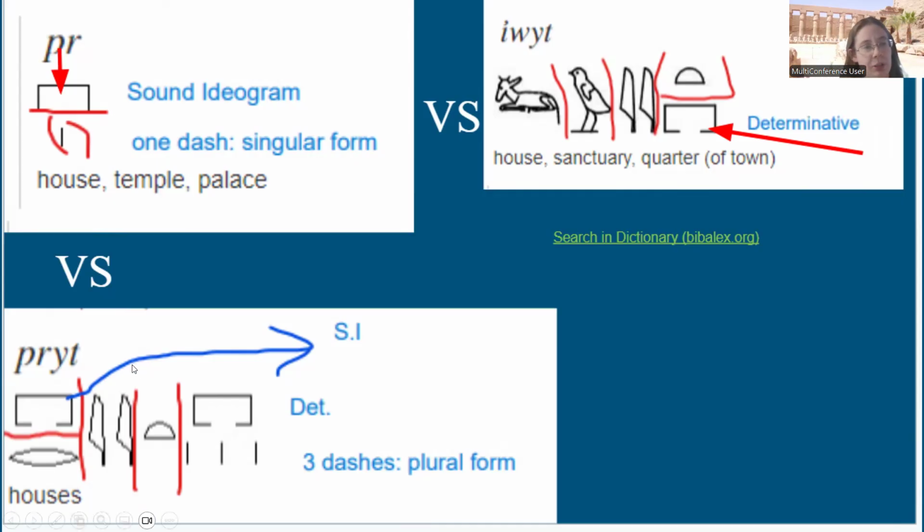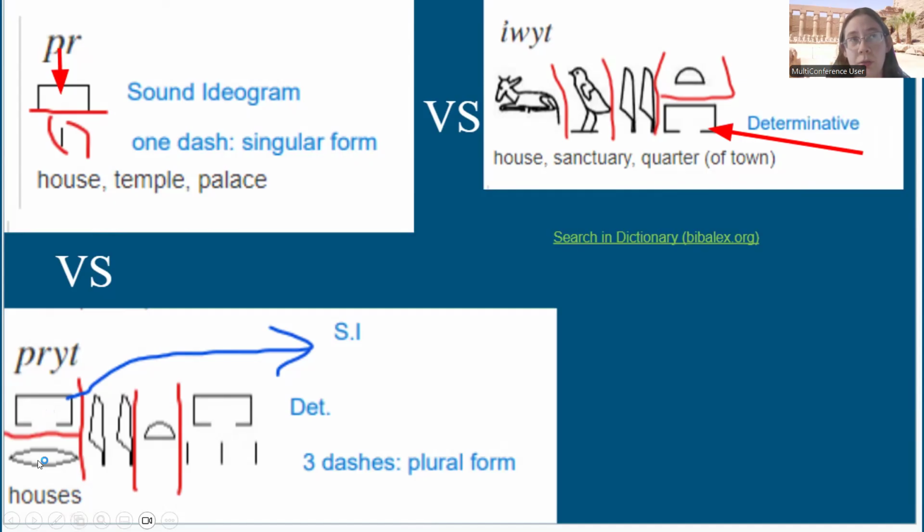And then you have the plural, or one of the ways that you can write the plural for houses. So not one house, but houses. And this is another case where that pair is not functioning as a determinative. It's functioning as a bilateral because it's that PR. And then you have the R that is functioning, I think, as a phonetic complement.